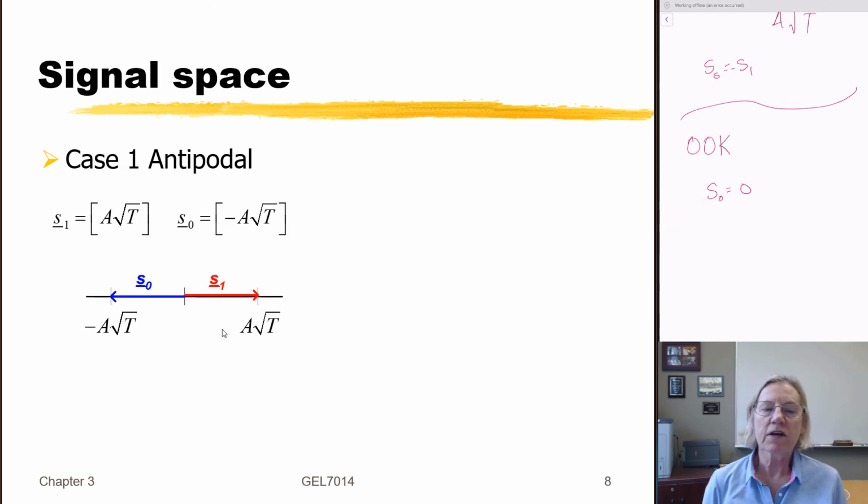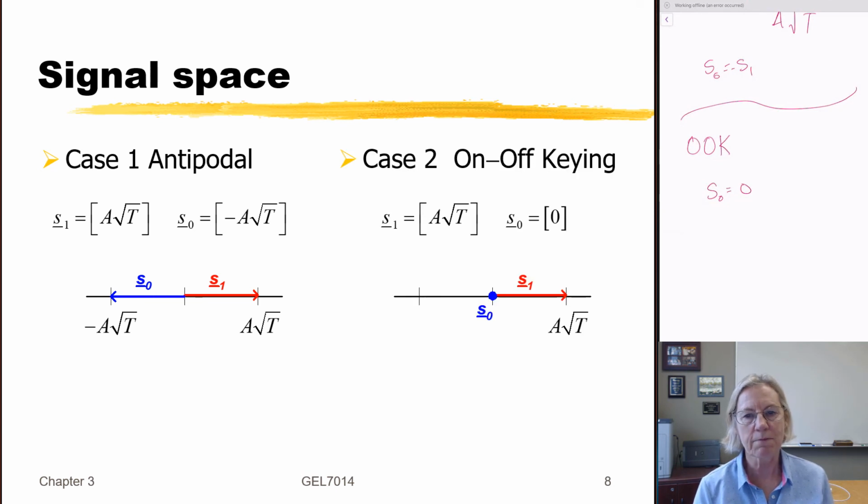So now that I have found the coordinates in the signal space, I'm going to plot them, because the whole point of signal space is to give us more intuition. And so now I plot these two vectors in the one-dimensional signal space, and they're pointing in opposite directions, hence the name antipodal. And one of them has coordinate a square root of t, and the other one has coordinate minus a square root of t. And here they are traced in red and in blue. And we can observe that they of course have the same length. They have the same energy. These two are equal energy symbols.